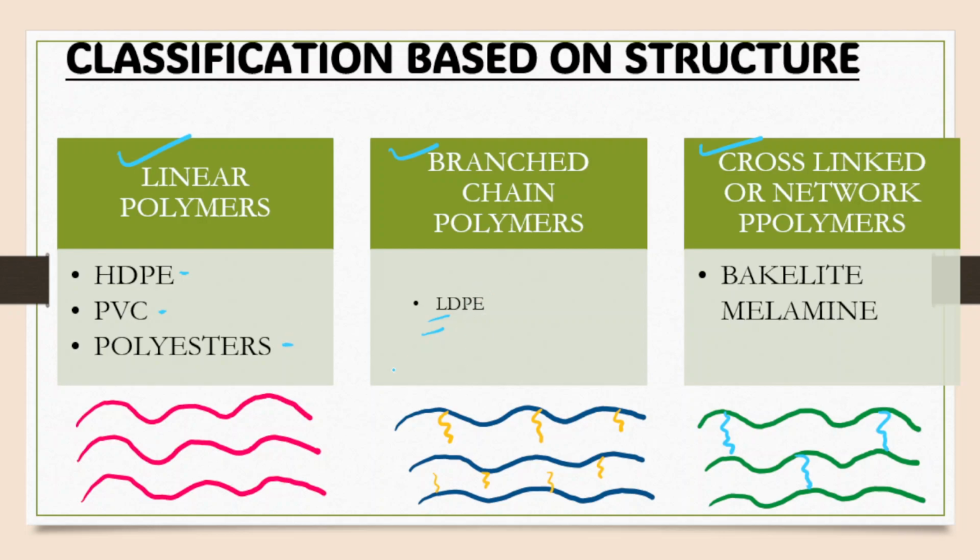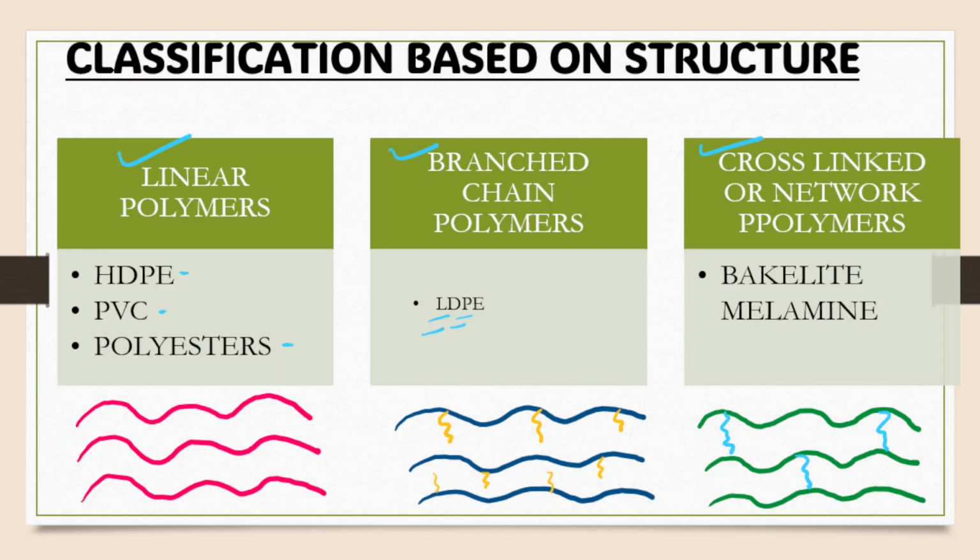Branched chain polymers have linear chains with some branches. An example is LDPE, low density polythene. Cross-linked or network polymers are bakelite and melamine. In these, interconnections have been made between the chains. Cross-linking is done by hydrogen bonding or some other bond. So, these are the three types of polymers based on structure. Till now we have studied the classification of polymers based on source and based on structure.